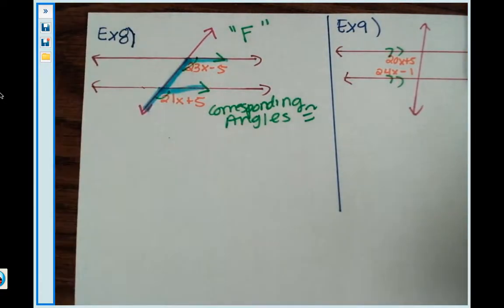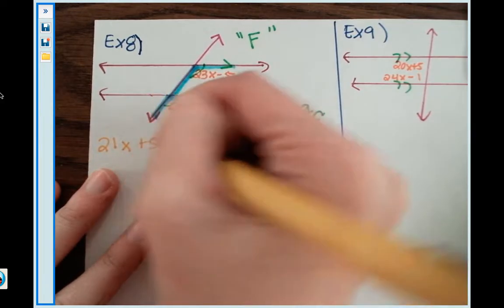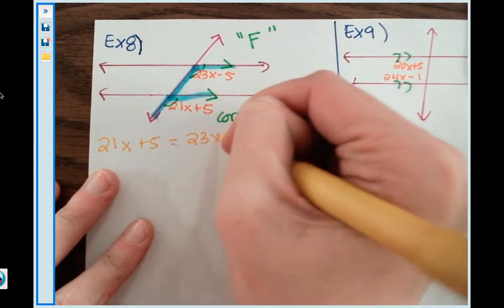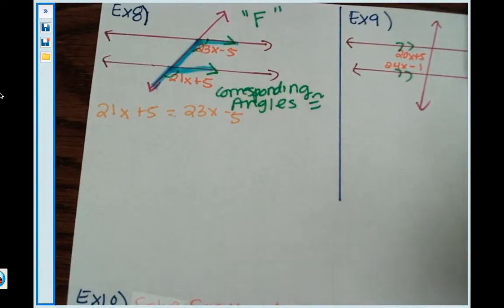So if these two angles are congruent, how would we set up our problem? What are we going to do? I don't even know why I teach anymore. You guys are so smart. You do just set them equal to each other to solve. Since they're congruent, that means that they're equal in measure. So we're going to say 21x plus 5 equals 23x minus 5. All right, so we're going to find x, and then we're going to find the angles containing x. Let's go. This looks like fun.